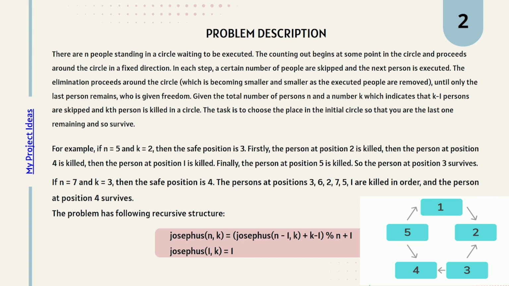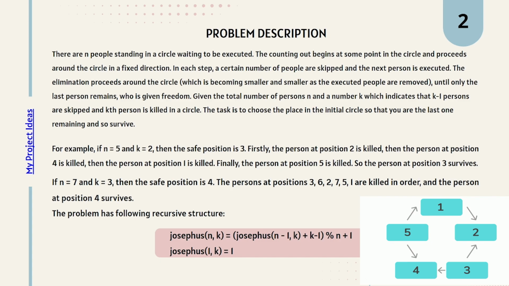So this elimination will proceed around the circle, and the circle will become smaller and smaller because fewer people are surviving, as people are getting killed until the last person remains, who is given freedom. You are given a total number of n persons and a number k, which indicates that k minus 1 persons are skipped and the kth person is killed in a circle. So your task is to choose the place in the initial circle so that you are the last one remaining, and so you will survive.